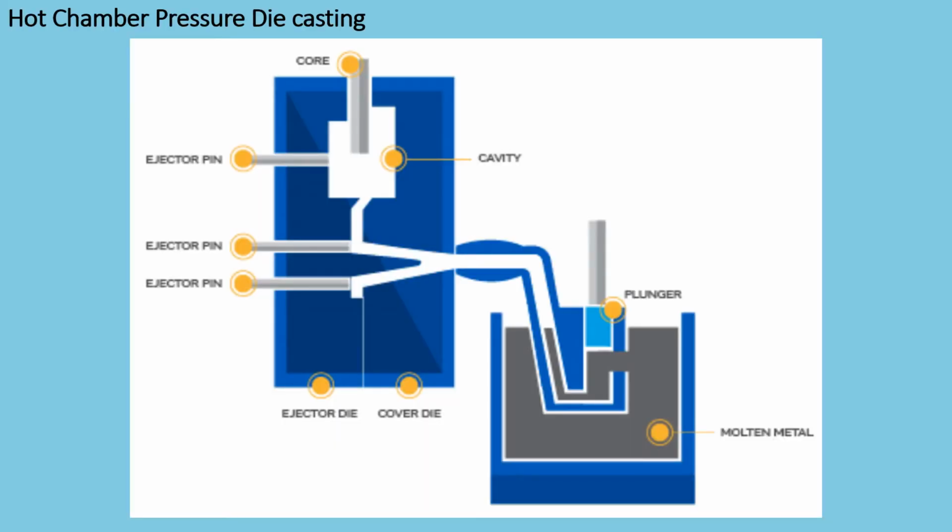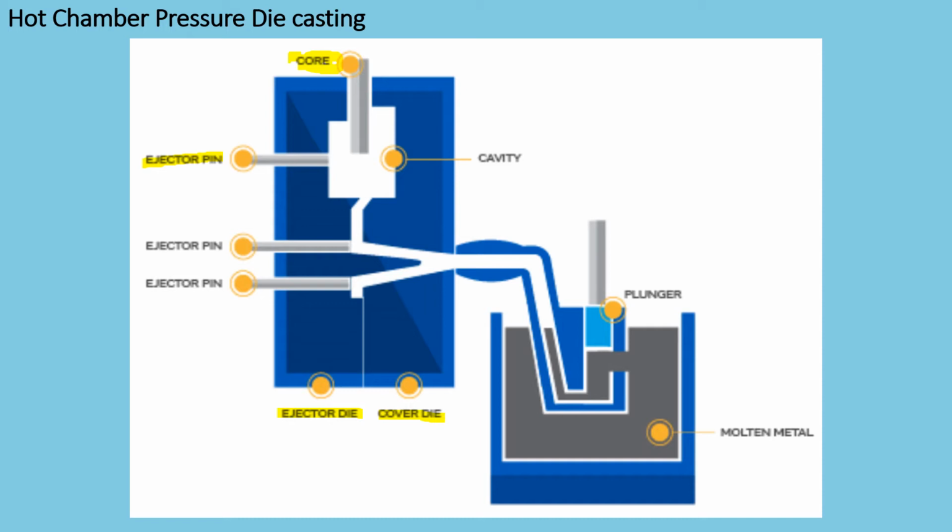Okay, so here's a diagram that shows you the hot chamber pressure die casting. Now, there are some similarities to the gravity die cast process I showed you earlier, but there are quite a few differences. Let's start by looking at the die itself. So you can see here that the die contains a number of ejector pins. In this example, it has a core which will create a void within the product. And then the die is made in two parts, an ejector die and the cover die.